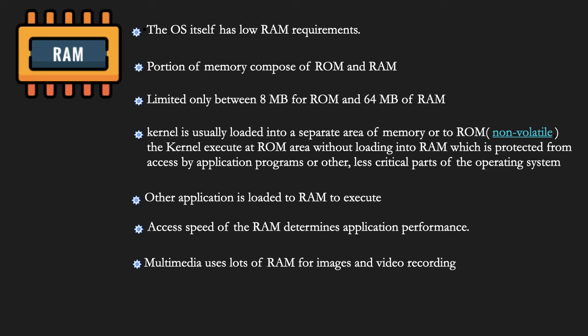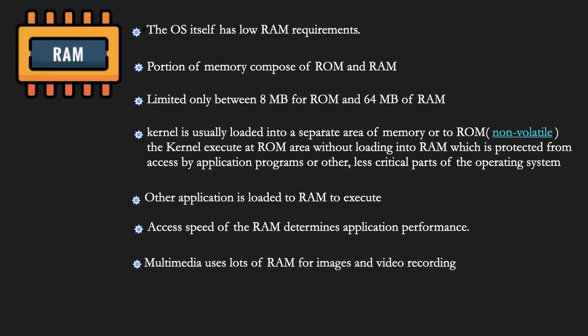ROM is limited to only 8 MB, so that's why the kernel chooses to be a nano kernel, to be able to have a small piece of code that will fit in the 8 MB. And the RAM is up to 64 MB, and in the later Nokia phones, the RAM was upgraded up to 4 MB.